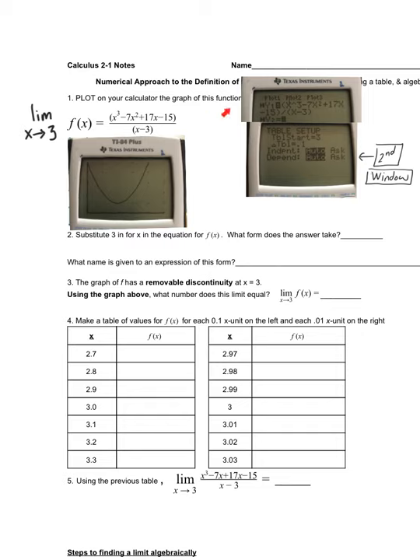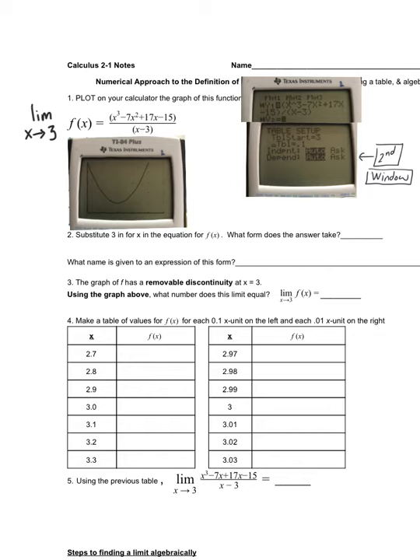The first thing we're going to do is go to y equals and enter it into our calculator. Make sure that you have parentheses around the top and the bottom. I would change your window to this, putting your x-axis from 0 to 5 and your y-axis from 0 to 5. Then you can see it. So here is a picture of the graph.